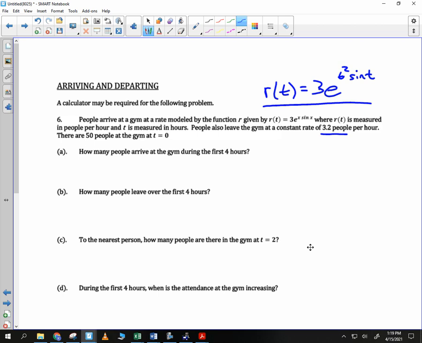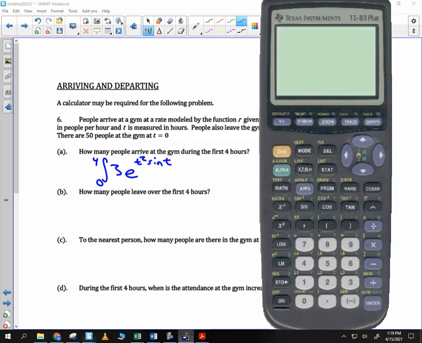It says how many people arrive at the gym during the first 4 hours. The way that we figure amounts and accumulation is the same way we did it when we did distance and when we did accumulating snow. We do an integral. The integral of the rate from 0 to 4. So we're going to take out our calculator. This one would be an absolute must calculator type problem.